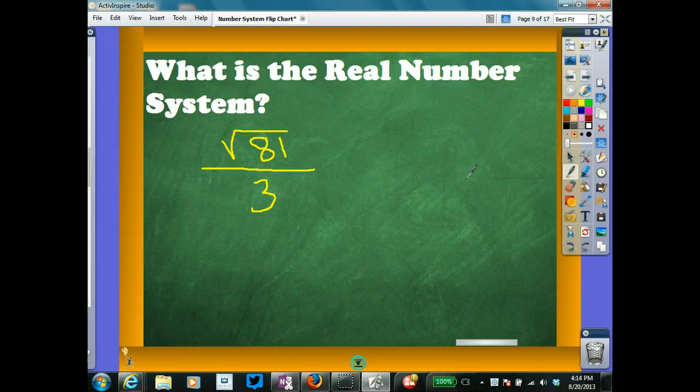Okay, here's another one, kind of like one we had earlier. I want you to go ahead and try this one before you actually listen to the instructions on it and see what we come up with. See if what you get matches what I get. So pause the video and do this one.